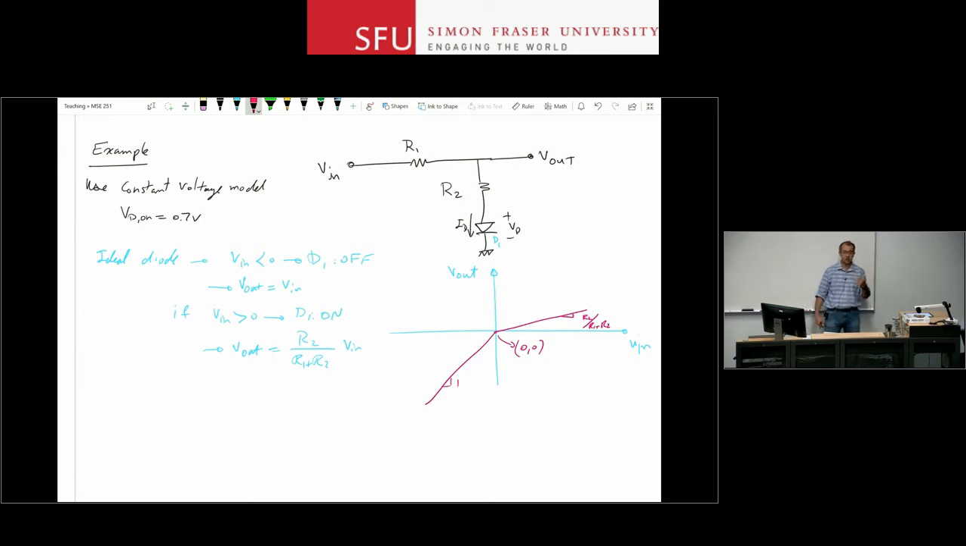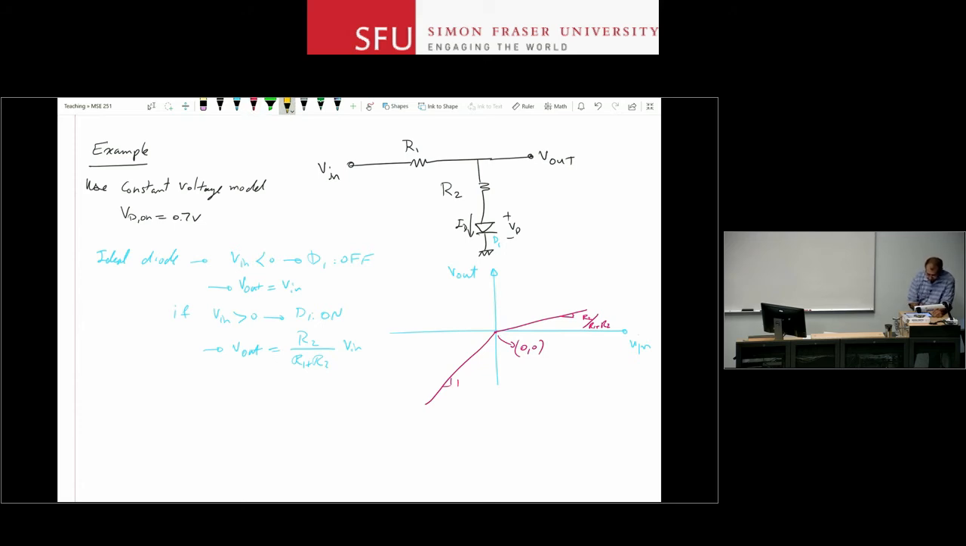So if you have one diode in your circuit, assuming that you don't have any storage elements in your circuit, you should have no more than one breakpoint. So if you somehow figure out that there are 2 breakpoints in your characteristic curve, something has gone wrong.